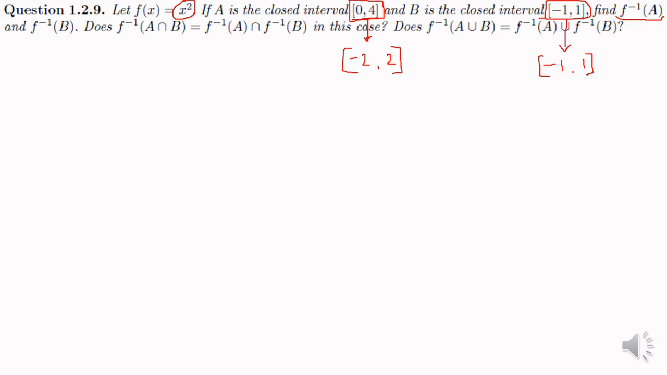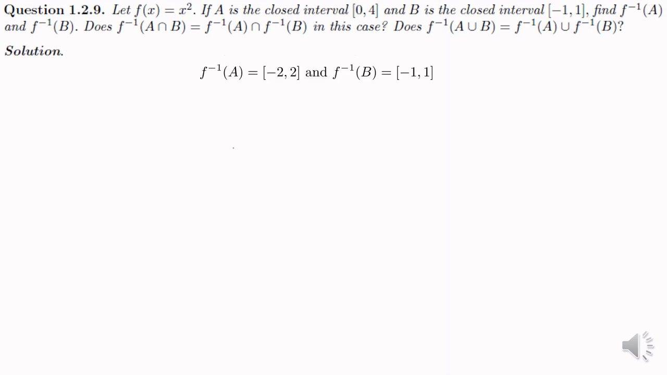So f⁻¹(A), we have found as the closed interval [-2, 2]. And f⁻¹(B), we have found as the closed interval [-1, 1]. Now the things required here: we have to check whether f⁻¹(A ∩ B) equals f⁻¹(A) ∩ f⁻¹(B), and f⁻¹(A ∪ B) equals f⁻¹(A) ∪ f⁻¹(B). Now we have f⁻¹(A) and f⁻¹(B) in hand. So we will find the union and intersection of f⁻¹(A) and f⁻¹(B).